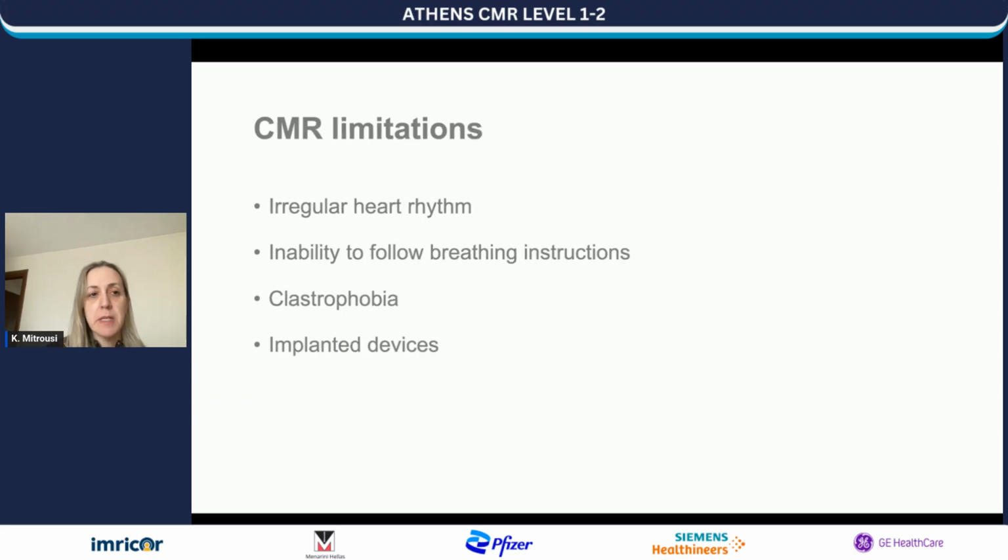Are there any limitations? Unfortunately, there are. Patients with irregular heart rhythm such as atrial fibrillation or ectopics, patients unable to follow breathing instructions, patients who are claustrophobic, or patients with implanted devices are a few of them.